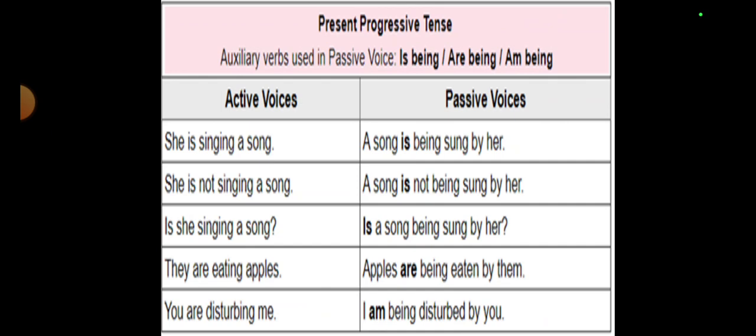Now it's the turn for present progressive tense. Its examples, negative and interrogative as well, so that the idea may be in your mind. See, she is singing a song. A song is being sung by her. She is not singing a song. A song is not being sung by her. Is she singing a song? Is a song being sung by her? I hope it's clear now.